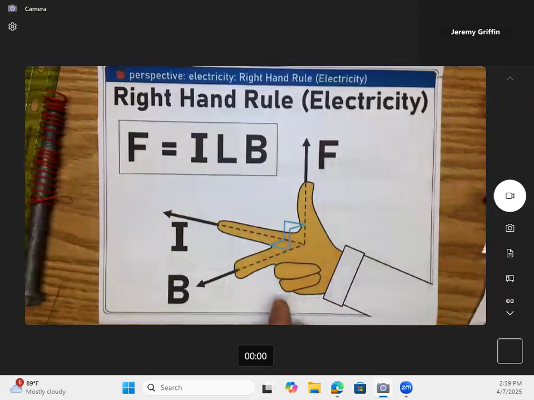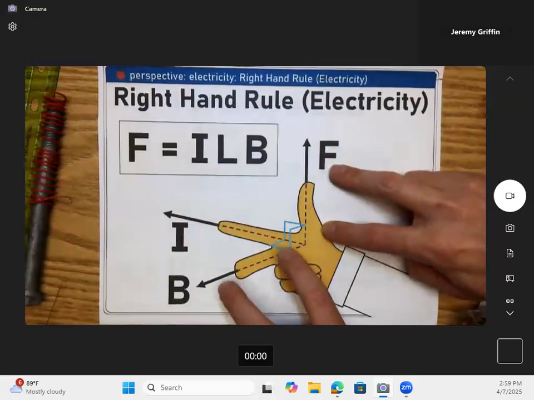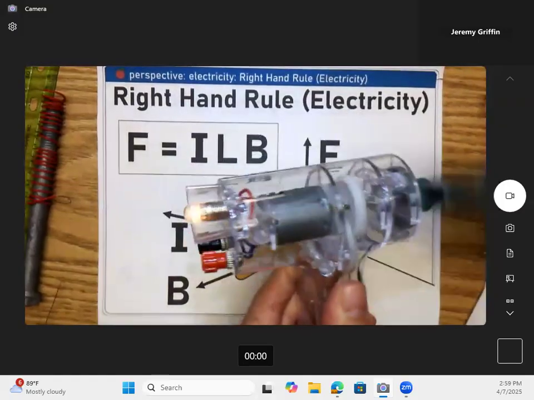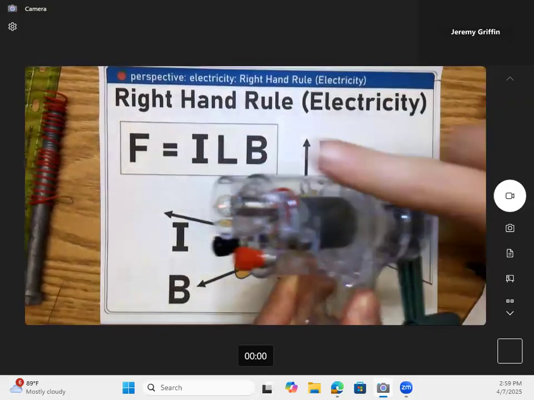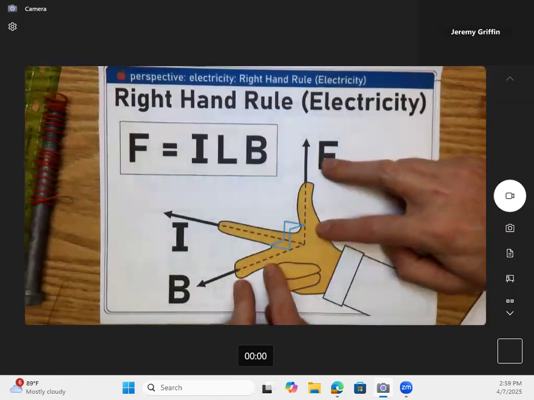Right? And the third thing I can create from this is, what if I force a wire past a magnet? That's what this is right here. If you force a wire past a magnet, okay, it's going to generate an electric current. Right? And that's how power plants operate.